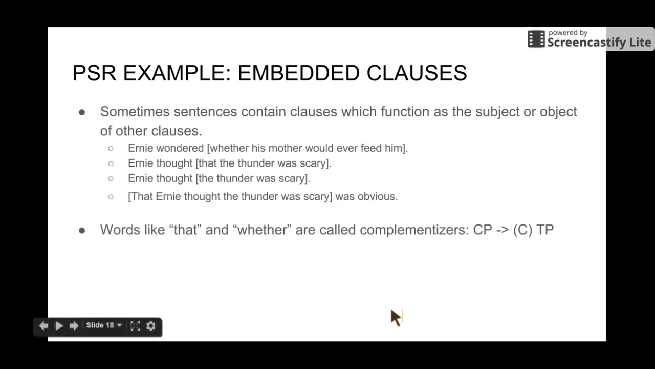And then we can talk about embedded clauses. For example, we can have sentences like this: Ernie wondered whether his mother would ever fit him. So what is this part here? It begins with whether, and also the example that the thunder was scary. So actually these elements are CP. C stands for complementizer, and that and whether are the heads of C. So the rule for CP is: CP consists of an optional C and a sentence. Because that sometimes is optional. For example, if we compare these two sentences, that is optional. In other words, C is optional for CP.